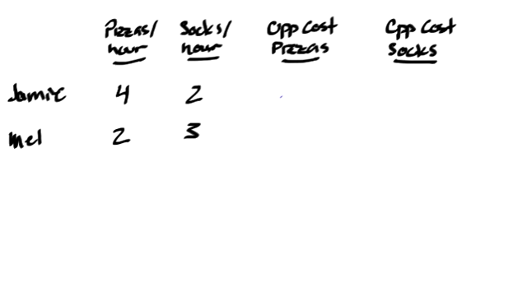The opportunity cost of pizzas, we're going to divide the number of socks produced in an hour by the number of pizzas. So this ends up being 2 socks divided by 4 pizzas. So this equals 1/2 of a sock per pizza is the opportunity cost, or in other words, what you're giving up. So if we do the same for Mel, it's going to be 3 socks divided by 2 pizzas. And so what you're giving up then is 3/2 of a sock for each pizza.